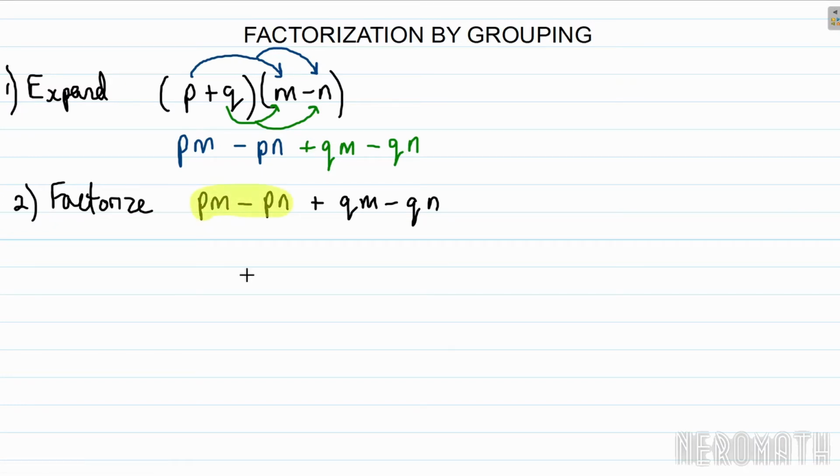So I'm going to look at the first two terms, the pm take away the pn, and p is common to both terms. So I'll write p, open brackets, and then I'll divide the pm with the p and get m. Then I'll divide the negative pn with p and get negative n.